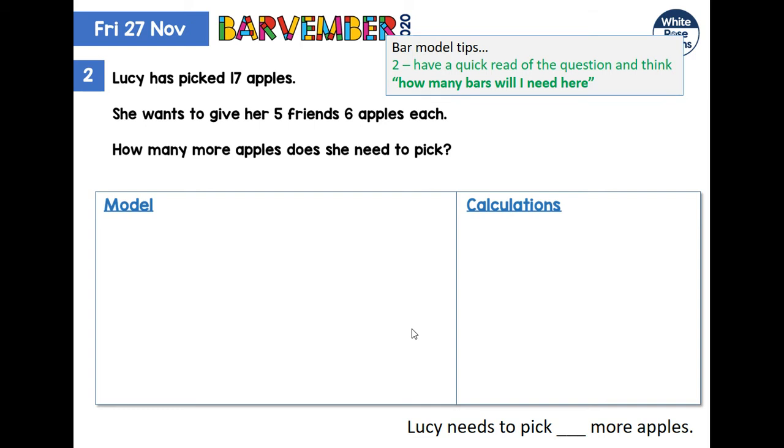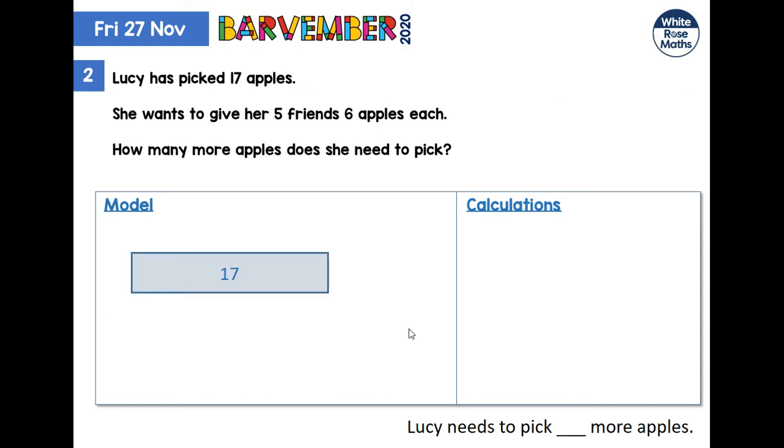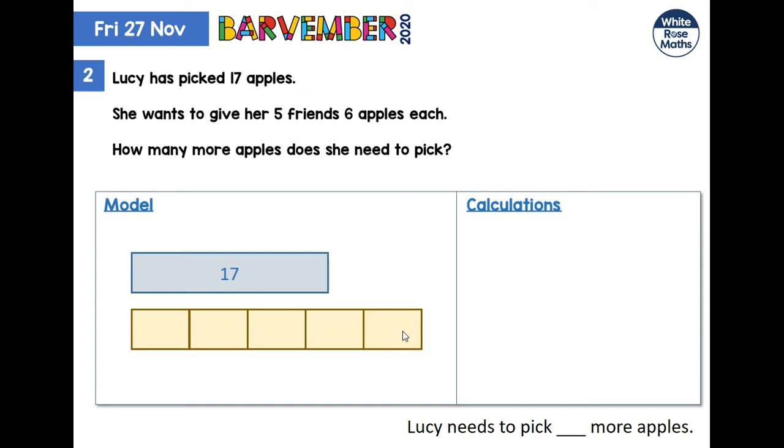Question 2. So how many bars? Well, we've got Lucy and her 5 friends, but it's really about these 17 apples. So let's see how we start here. So we've got a bar for these 17 apples, but we're going to compare it with this other option, which is our 5 friends and 6 apples. So I think we'll have a separate bar for those.